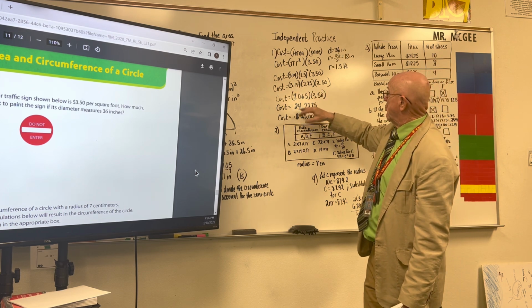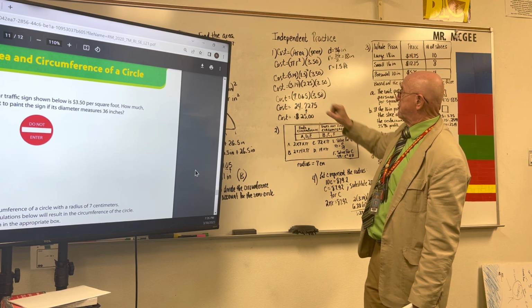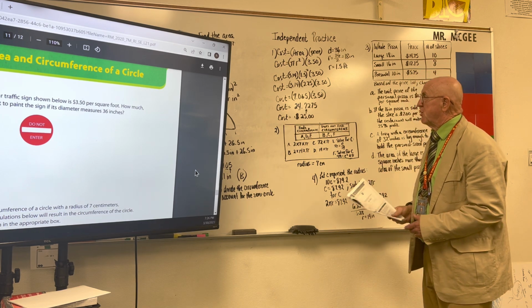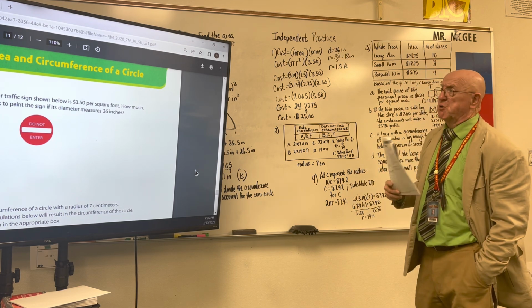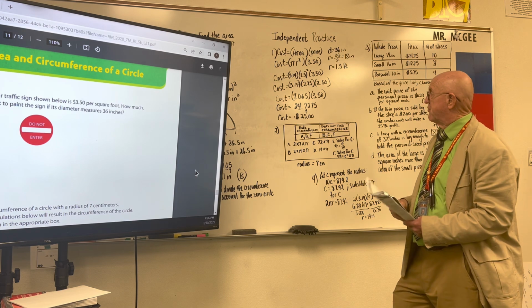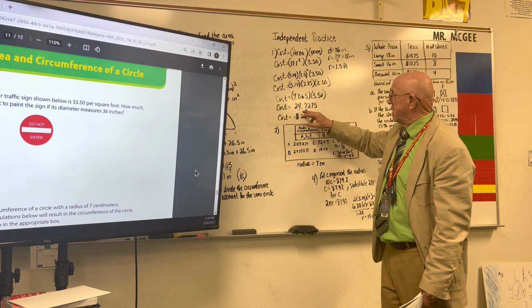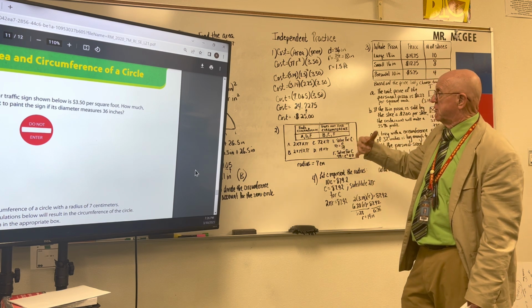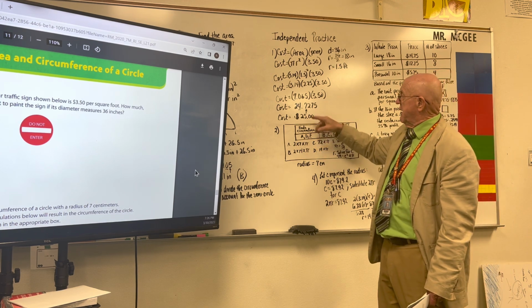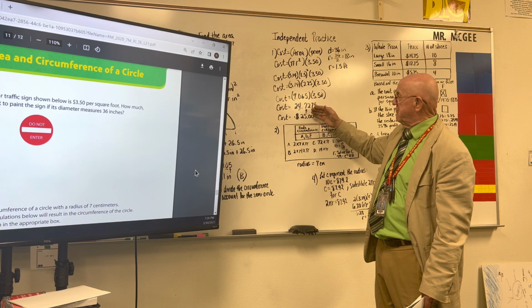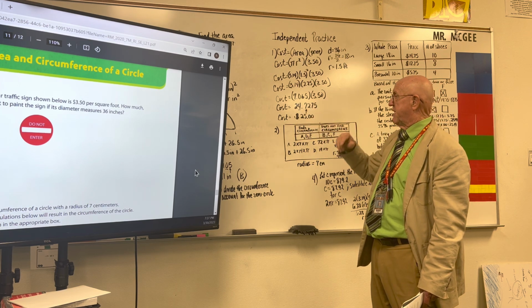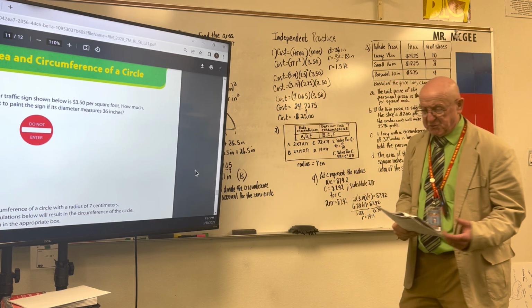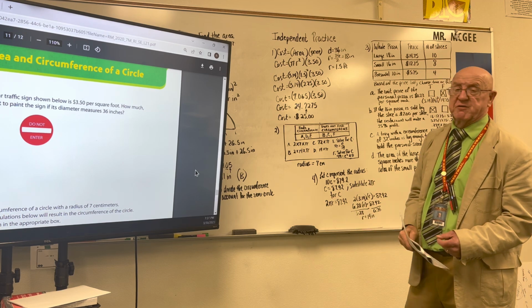So 3.14 times 2.25 is 7.065. If I multiply 7.065 by $3.50, I get 24.7275. They told us to do the cost to the nearest dollar. 7 is more than 5, so I bump it up to $25. So the cost to paint this sign would be $25.